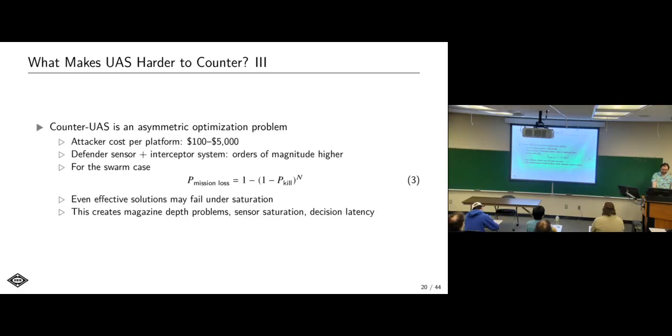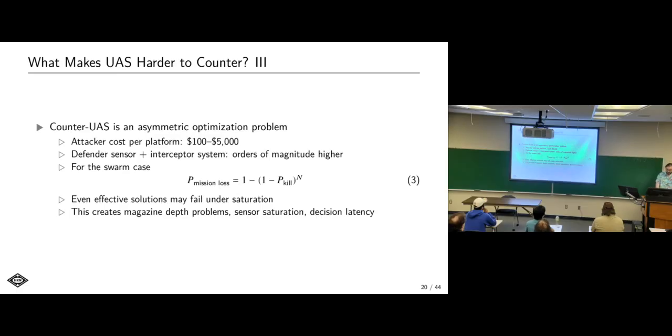Is that smart? Oh, and then the swarm case there, what happens when they've spent $100,000 for 1,000 drones, and now you have to do this, and you get overwhelmed and saturated. The swarming of all these things just makes an expensive platform not viable. So even effective solutions fail under saturation, basically. And there's issues with stuff like magazine depth. If you have 1,000 drones coming at you and you have a kinetic solution that shoots bullets, do you have enough bullets?